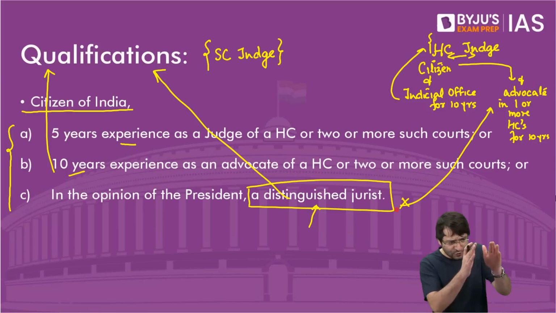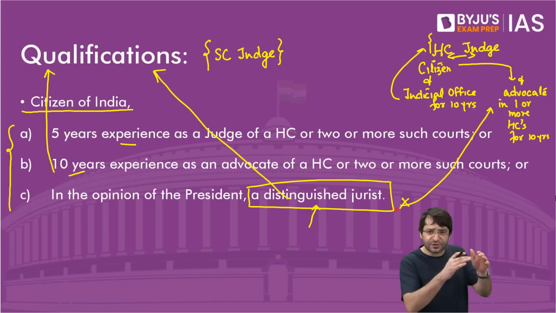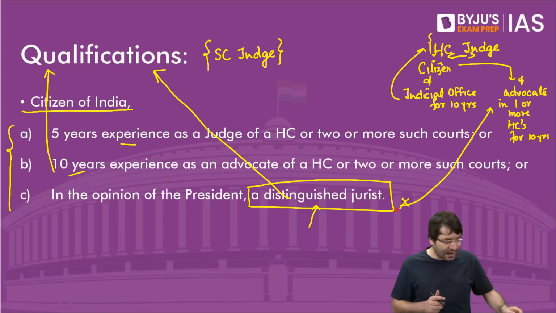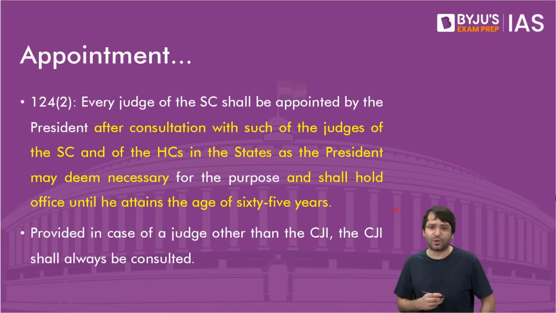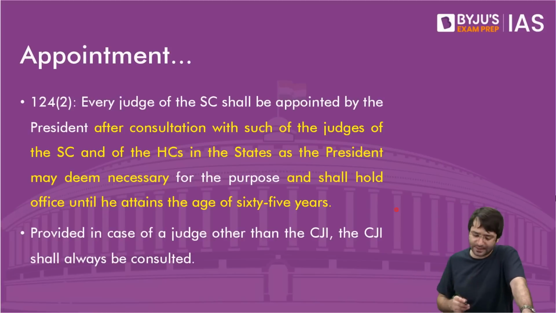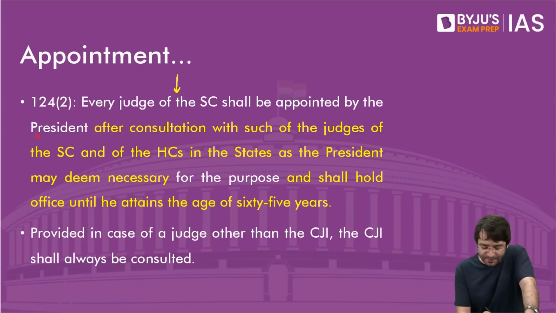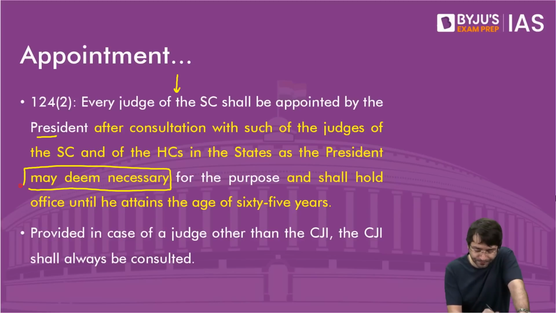But now, if Supreme Court consists of Chief Justice of India and not more than 33 judges, if these are the qualifications, what is the appointment process? How are these judges appointed? Constitution says under Article 124, Clause 2, and you don't have to remember these clauses, just understand the concept. Every judge of the Supreme Court shall be appointed by the President after consultation with such of the judges of the Supreme Court and High Courts in the states as the President may deem necessary.